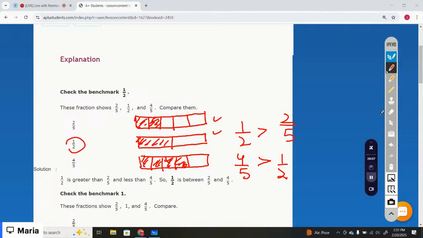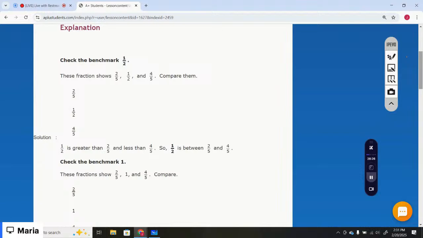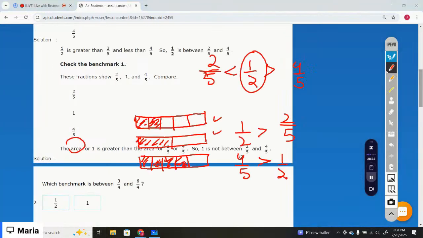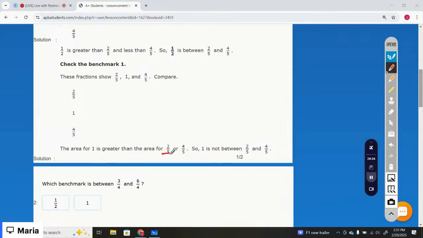That means 2 by 5 is less than half and half is less than 4 over 5. So the benchmark is 1 over 2. Got it? If you compare them with 1, both the fractions are smaller than 1, so 1 is not between 2 by 5 and 4 by 5.